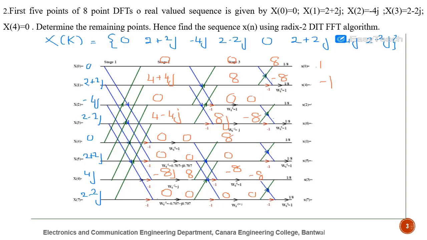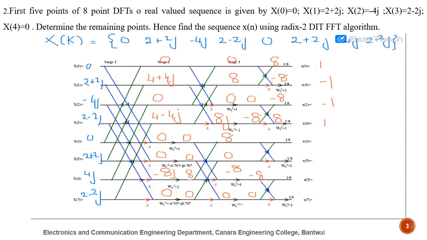So I get this as minus 8 divided by 1 by 8. That is minus 1. That is equal to x of 2. And here we have 0 minus of 8 into minus 1. I get this as plus 8. So I get this as 1.